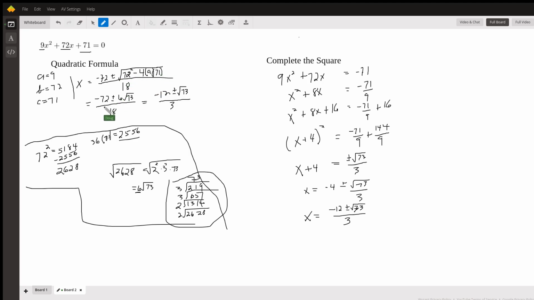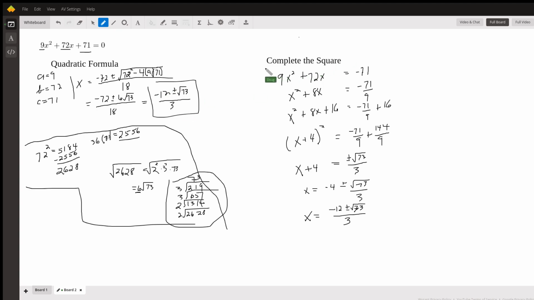And at that point, you can divide every term, numerator and denominator, by 6, because 6 goes into 72 12 times, and 6 goes into 18 3 times. So there are your roots: negative 12 plus the square root of 73 all over 3, and minus.